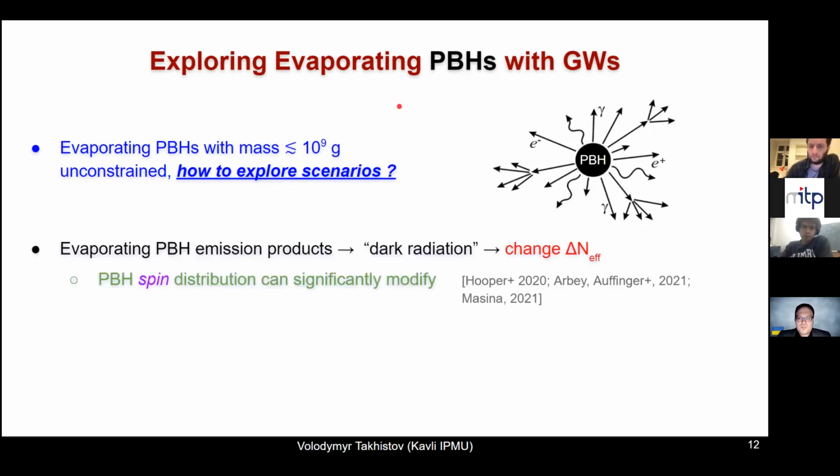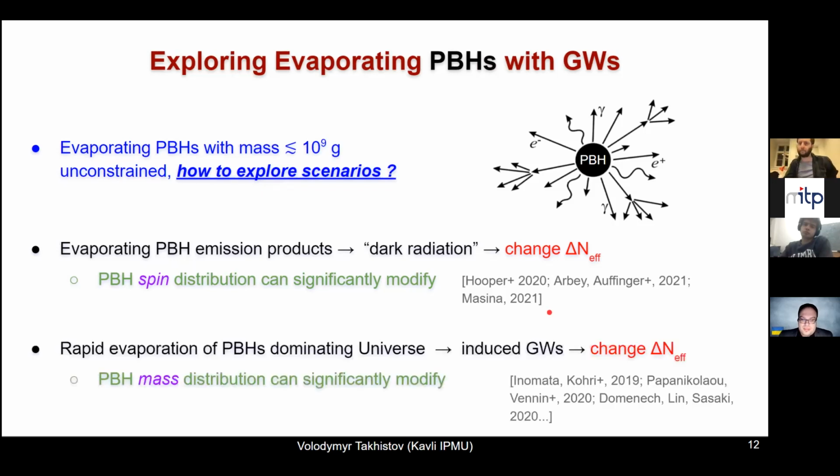Well, one route that people have been considering is the discussion of so-called dark radiation associated with the evaporating PBH emission products, which then could be translated into a change in the relativistic degrees of freedom, delta N_eff. And what has been recently appreciated by the Fermilab group as well as others is that the spin of the evaporating primordial black hole is very important here. The reason for this is that spinning primordial black holes start to significantly emit gravitons, and the delta N_eff can dramatically be modified with spin.